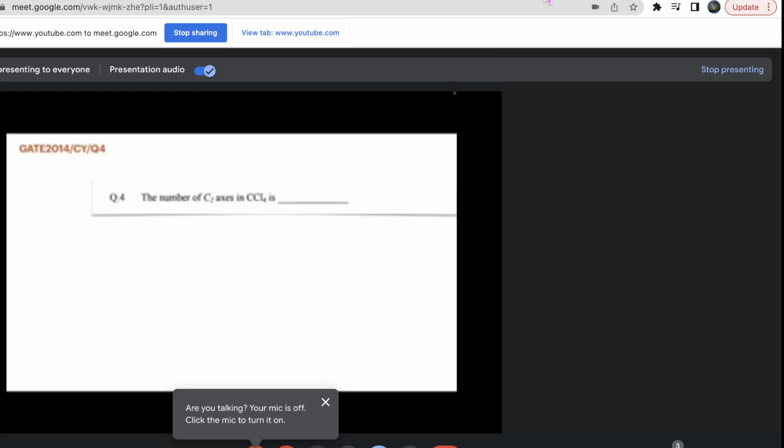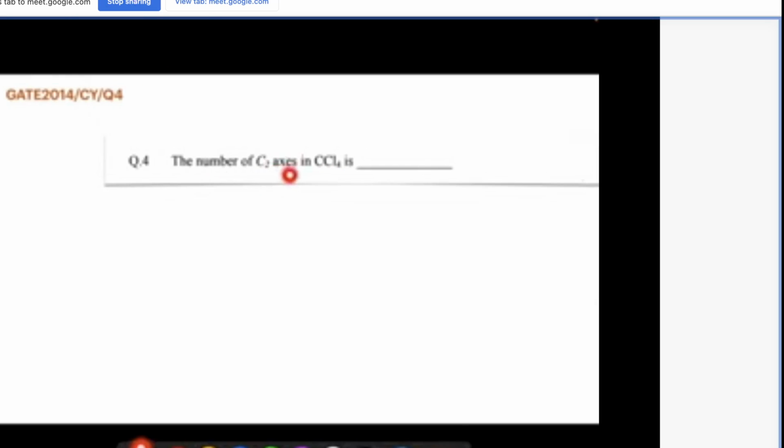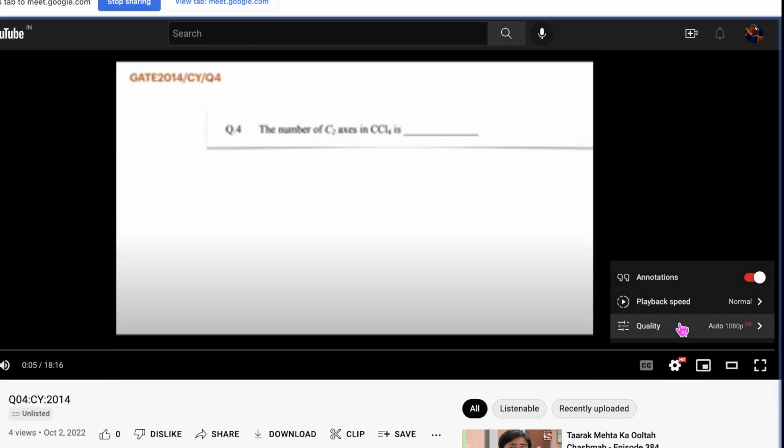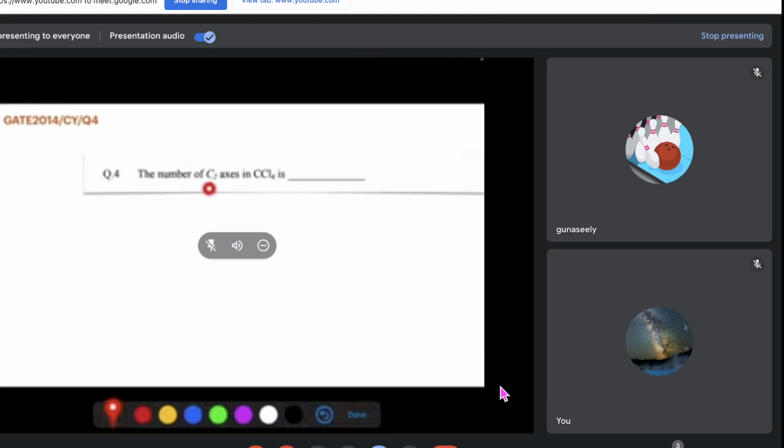Hello everyone. In this video, I will be solving GATE 2014 chemistry question number 4. So this question states that the number of C2 axes in CCl4 is. So we have to look into the symmetry of the given molecule and find out the number of symmetry elements. For example, the C2 axis, the rotation of axis C2.